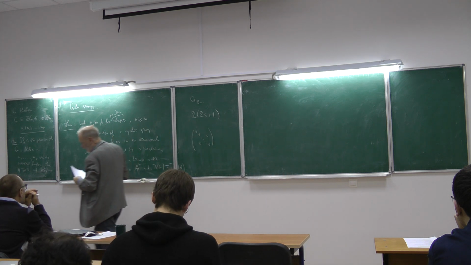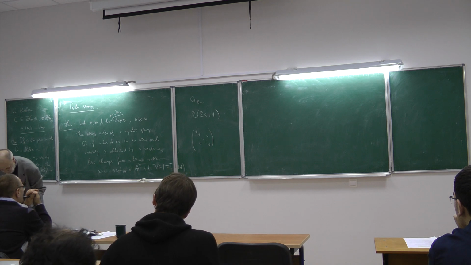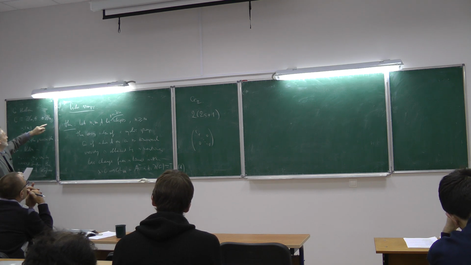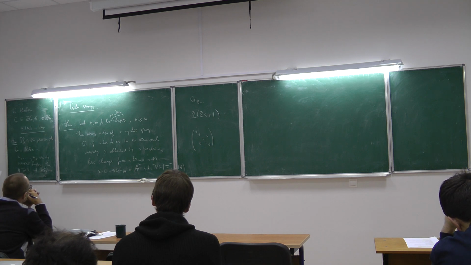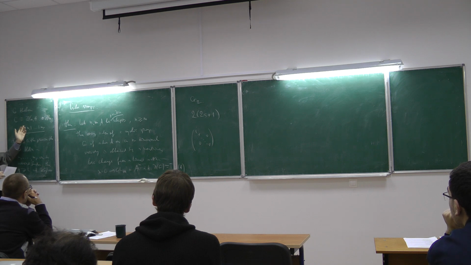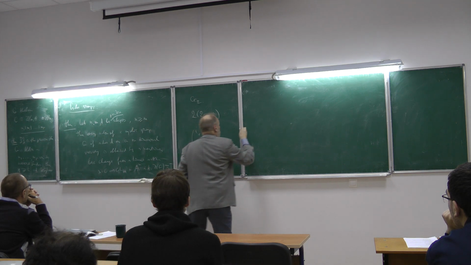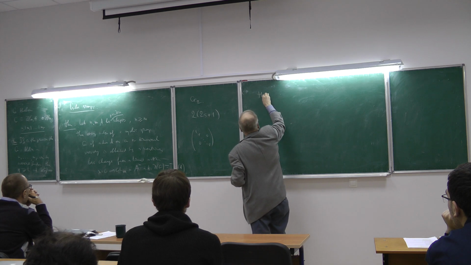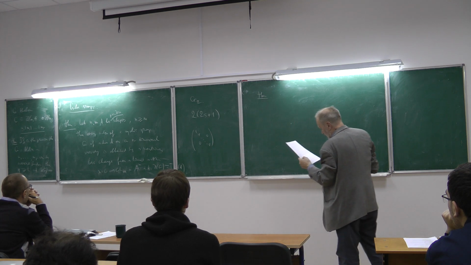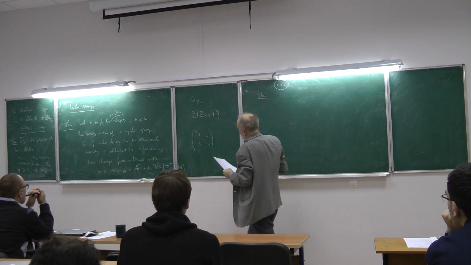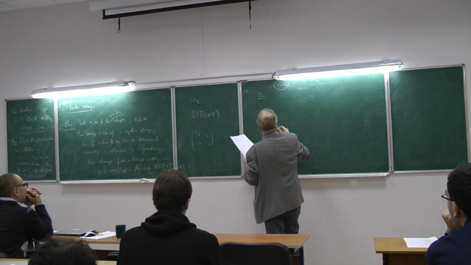Maybe the last 5 minutes I'll spend on the case of r equal to 2. I'm not sure that I will have enough time for this. So r equal to 1 is just cyclic groups. What about the case of abelian groups of rank 2? I can say more, but just for time reasons, let me skip the other details and concentrate on the abelian case. What about actions of abelian groups of rank 2? Let me formulate the following theorem.